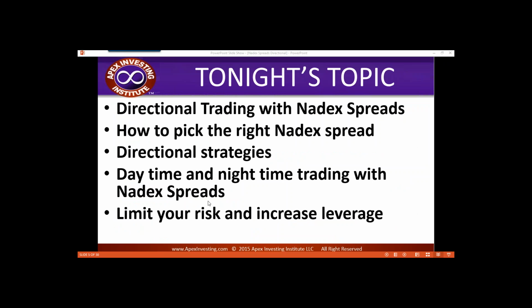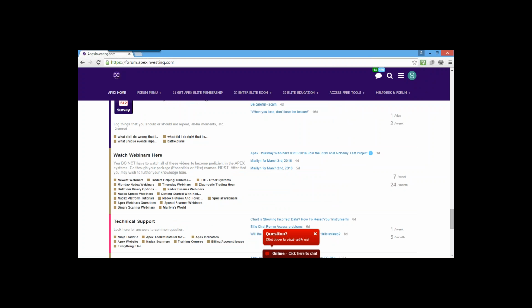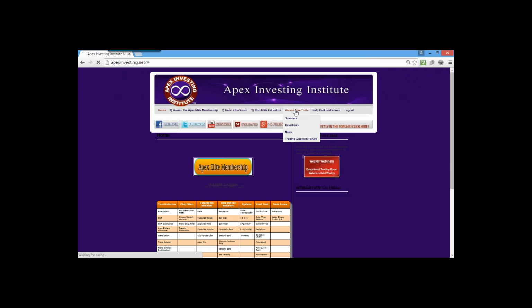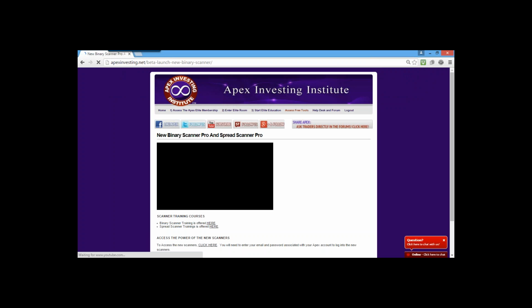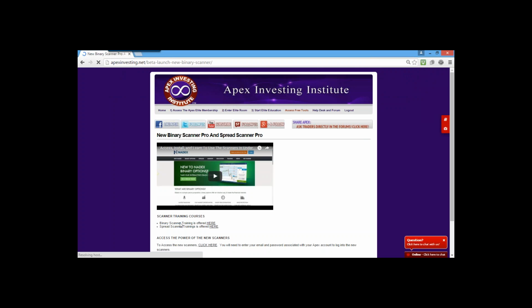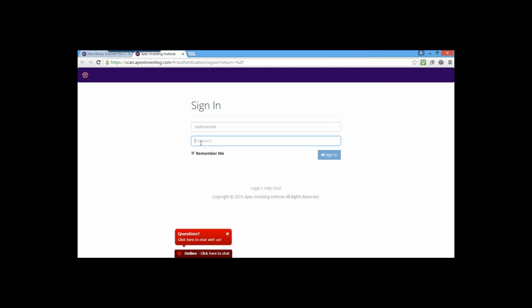One of the other things you'll want to check out, and I'm going to show you this in a little bit, on the Apex website, if you're on the home page, go right here under Access Free Tools, and you go right here to Scanners. We have a free binary and spread scanner. Tonight we're going to be talking about spreads, so I'm going to click on that real quick here, and you'll just have to sign back in real quick.